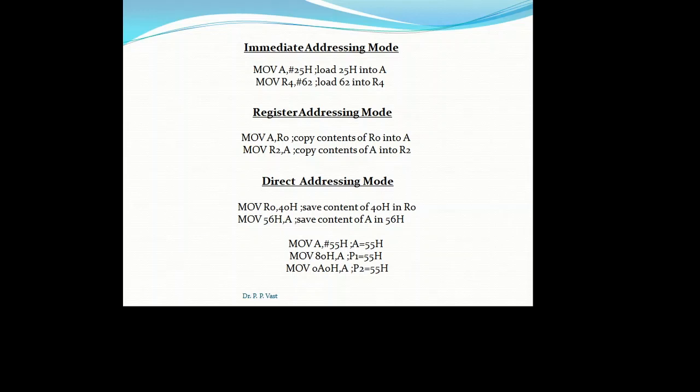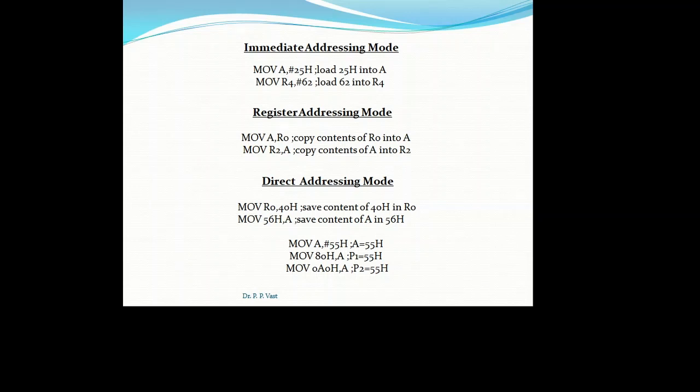In the second instruction, the immediate data 62 will get saved in the register R4. The first data is indicated by H, so 25 is hex data, whereas in the second instruction, MOV R4, #62, it's decimal data. So this is how we are immediately saving the data in the accumulator and various registers. This is called the immediate addressing mode.